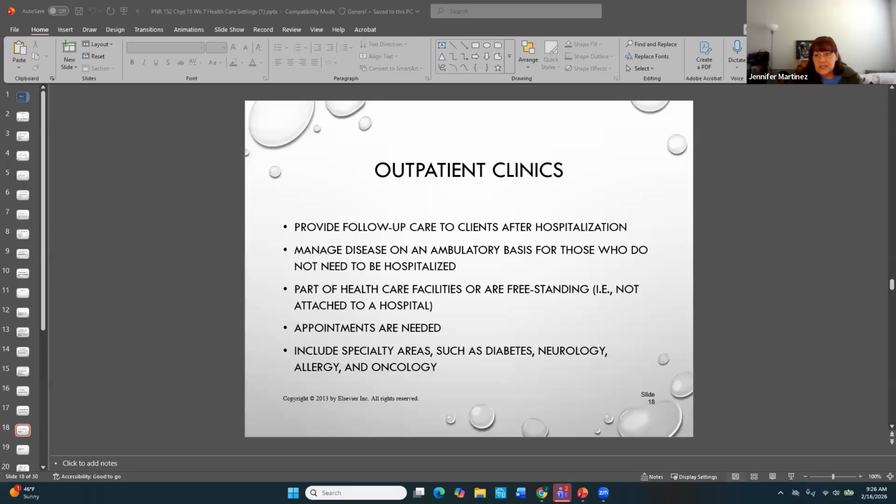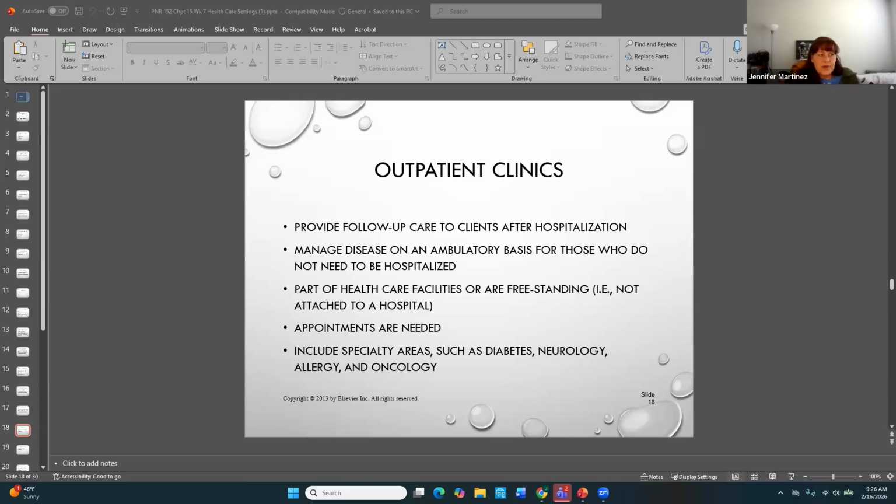They can also manage diseases for those that don't need to be hospitalized, right? So newly diagnosed hypertension, you don't have to go into the hospital. They can manage your hypertension right on an outpatient basis. Diabetes can generally be managed on an outpatient basis. So again, they can often manage diseases for those that don't need to be hospitalized. They can be part of healthcare facilities or they can be freestanding, so it depends again on the area.